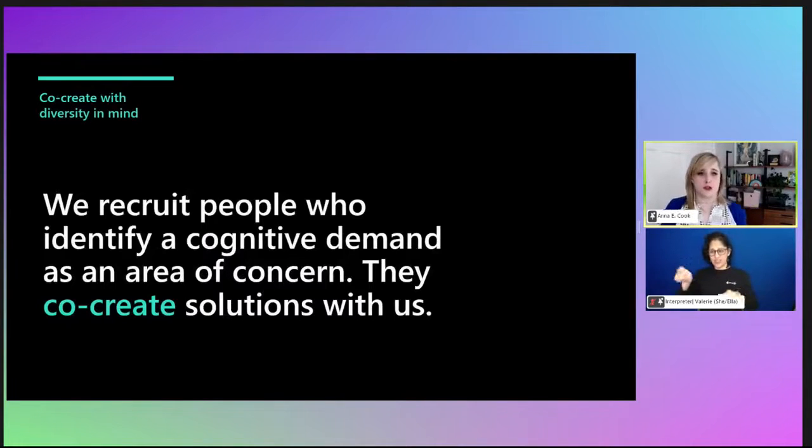When it comes to co-creation, we recruit people who identify a cognitive demand as an area of concern. Now, for example, maybe that cognitive demand is focus. And since our starting place is a motivation like focus, not a medical condition, we recruit people who identify focus as an area of concern, which includes folks who have medical conditions like ADHD. They co-create solutions with us, alongside a range of people who may not have ADHD, but also get frustrated with similar patterns. Co-creation is a powerful form of research in design and in development.